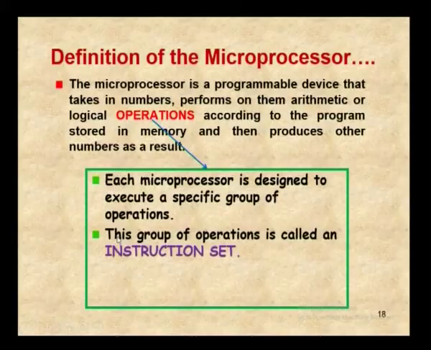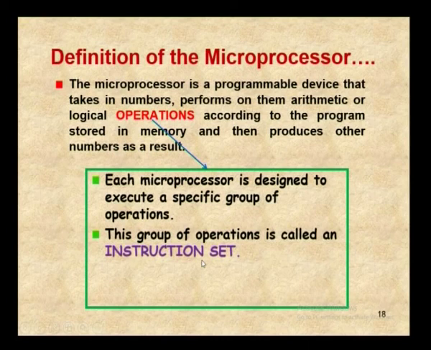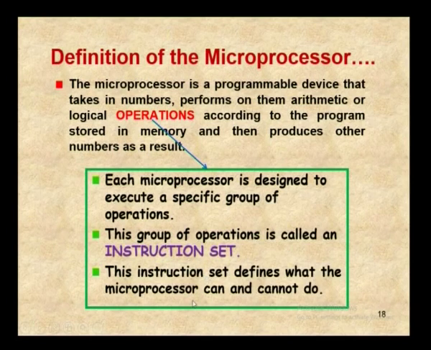The group of operations, such as logic operations, arithmetic operations, and data transfer operations, are all called the instruction set. A microprocessor can strictly follow only the instruction set that has been decided already by the manufacturer. Different companies are making microprocessors.